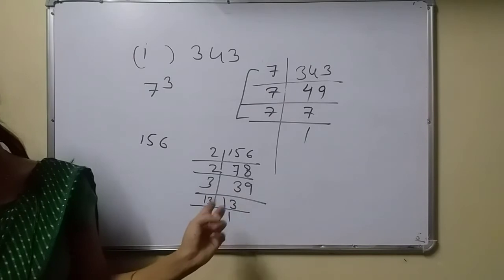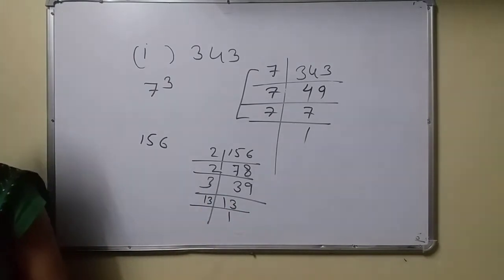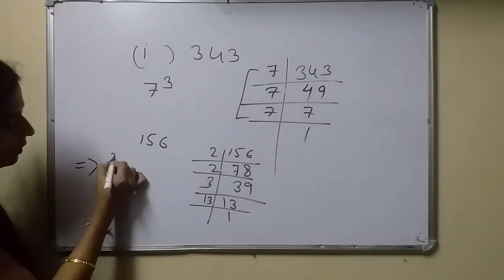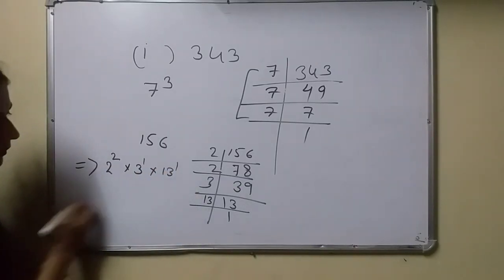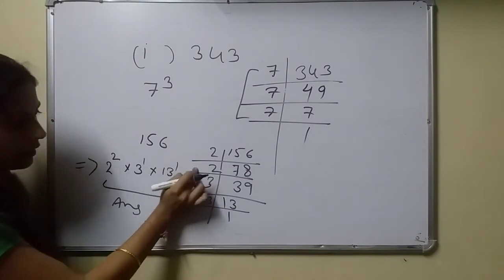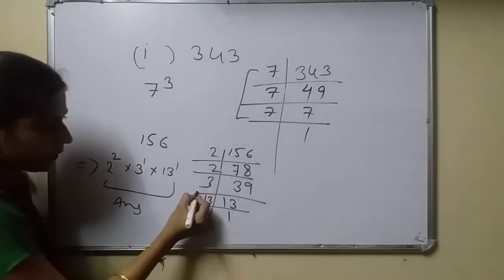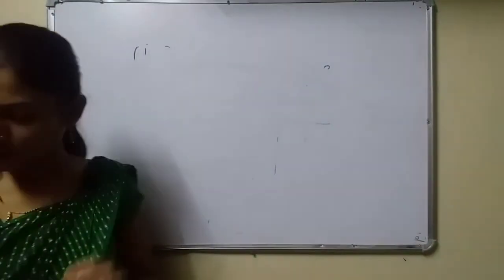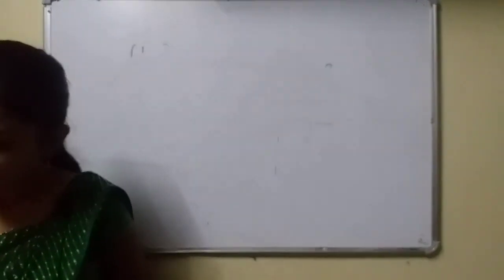This is question number 5. What are the pairs you are getting here? 2 to the power 2, 3 to the power 1, 13 to the power 1. This is your answer, because here only 1 pair you can find. 2 into 2, but you cannot find a pair of 3, you cannot find a pair of 13. See, in the same way you can solve K and L also.